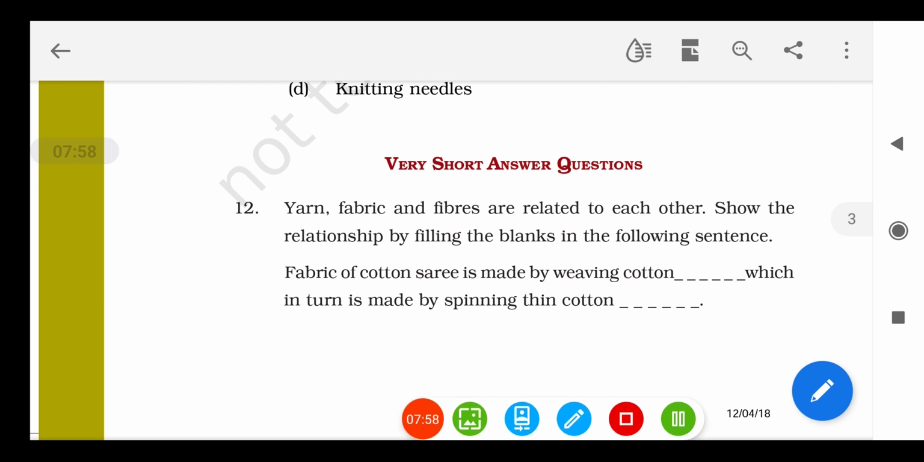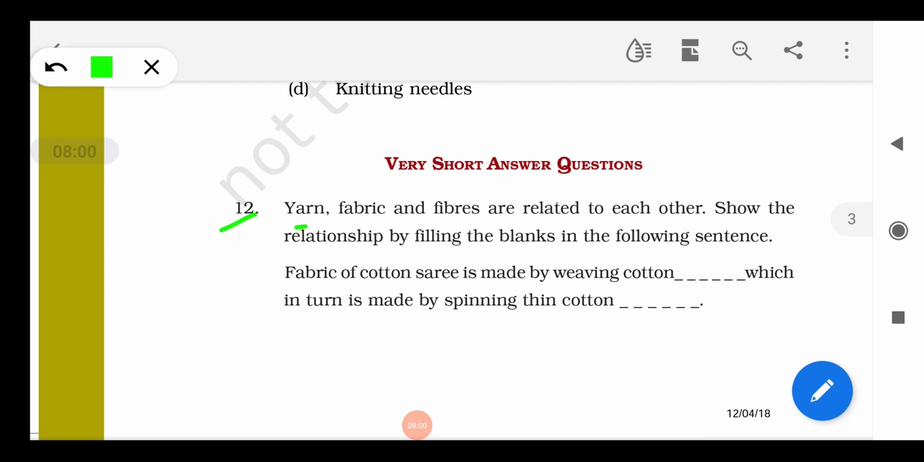Question number 12. Yarn, fabric, fiber are related to each other. Show the relationship by filling the blanks.